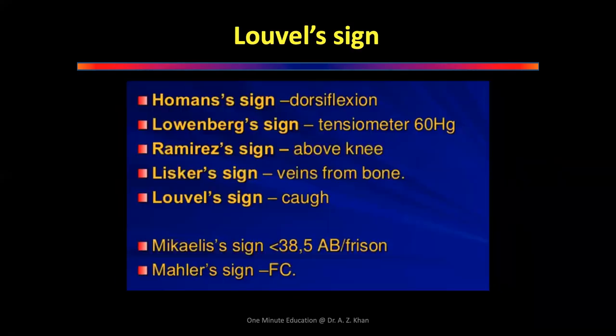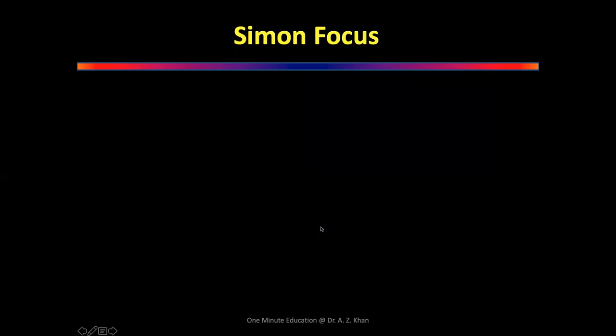It's called Lowell sign, okay? So I want you to know all of these signs. This slide is important. For DVT, I want you to know all these signs, okay? So Hohmann sign, Loewenberg sign, Ramirez sign, Lisker sign, Lowell sign, okay? And these lower two don't matter. But the first four or five you must know in a DVT.